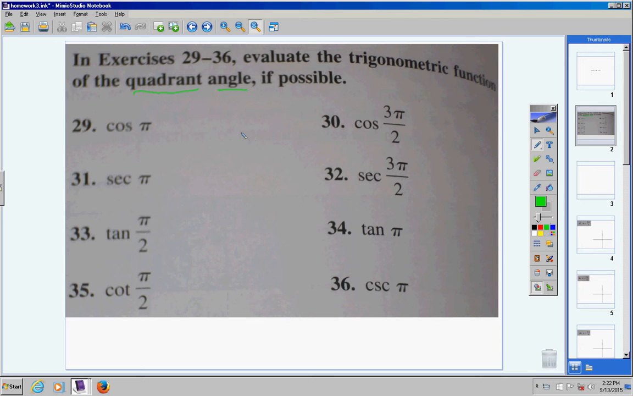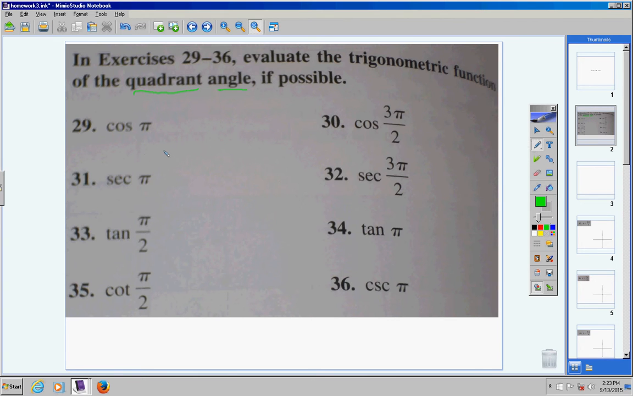Now remember, a quadrant angle is an angle in which the terminal side lands right on one of the axes, okay? So 90 degrees is a quadrant angle, 180 is a quadrant angle, 270 is a quadrant angle, 360 is a quadrant angle, 450, go around once plus 90 more, 450 is a quadrant angle, okay? So all of these angles are quadrant angles.